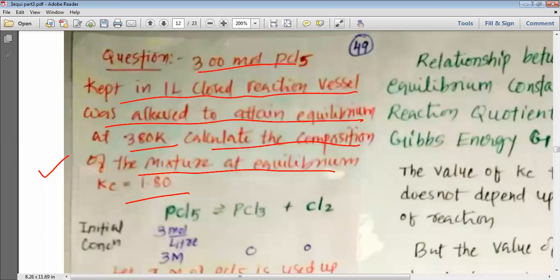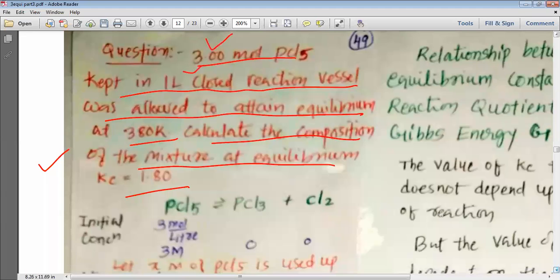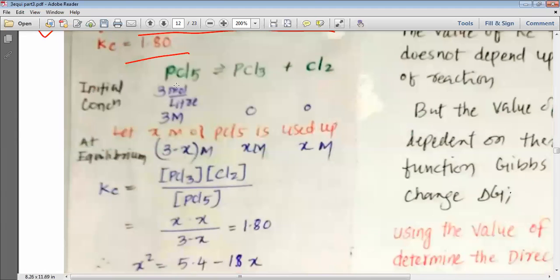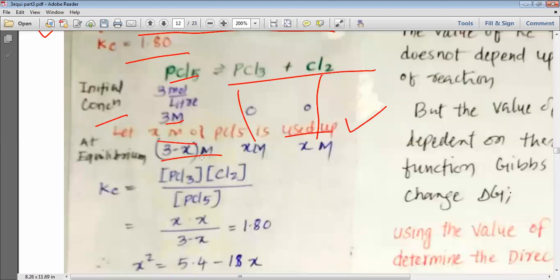Now you can see that 3 mole of PCl5 is kept in 1 liter. That means it's 3 mole per liter. That is what we can understand as the concentration. And that is why initially we have 3 mole per liter, that is 3 molar concentration of PCl5, which is decomposed into PCl3 and Cl2. Let us say X mole of PCl5 is used up when the equilibrium is established. So the concentration of PCl3 is going to be X mole, concentration of Cl2 will be X mole, and as X mole of PCl5 is utilized, we can write 3 minus X molar.